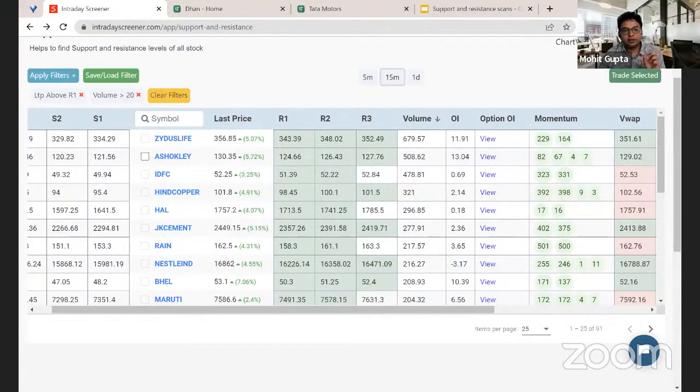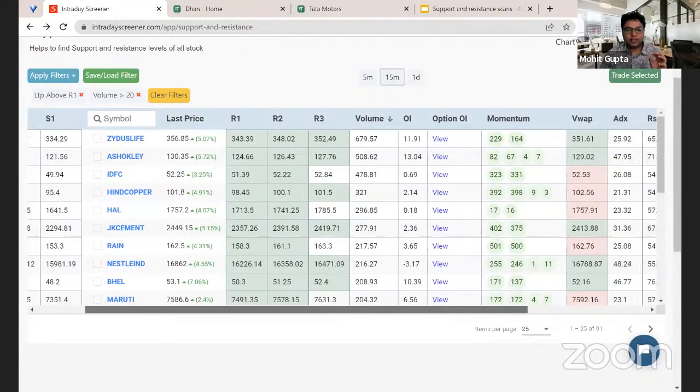So then you can verify. You have to find stocks which are above R1 and volume is good. So volume is the key thing. You have to have volume. That is very, very important. If you are going into stocks without volume, then you are definitely not going to make money in intraday. You have to keep an eye on volume, right?